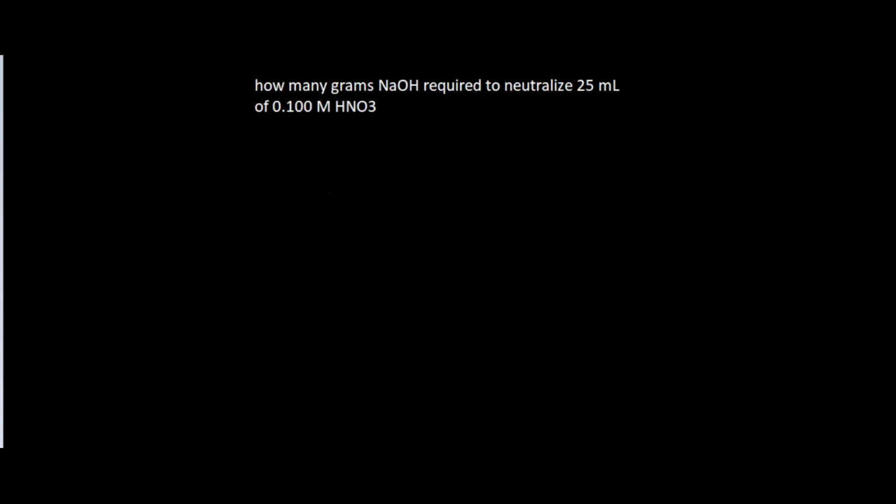Alright, this is our first solution stoichiometry problem. How many grams of NaOH are required to neutralize 25 milliliters of 0.1 molar nitric acid? This might be a little hard to approach, but I will explain it to you. We know that the molar ratio from NaOH to HNO3 is 1 to 1 based off the equation I showed y'all a couple seconds ago. So there's no need to do any calculations for that specifically.